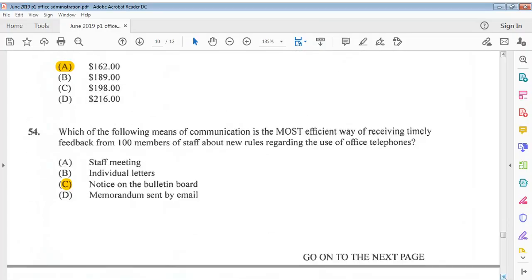Let's move on to question number 54. Which of the following means of communication is the most efficient way of receiving timely feedback from 100 members of staff about new rules regarding the use of office telephones? A. Staff meeting. B. Individual letters. C. Notice on the bulletin board. Or D. Memorandum sent by email. Our answer would be C. Notice on the bulletin board.